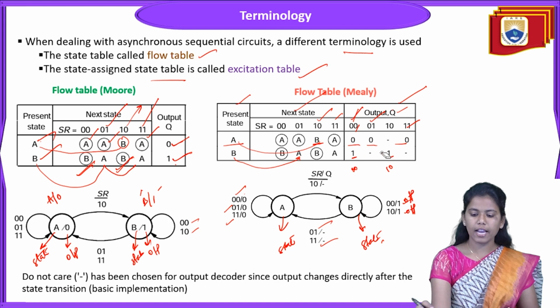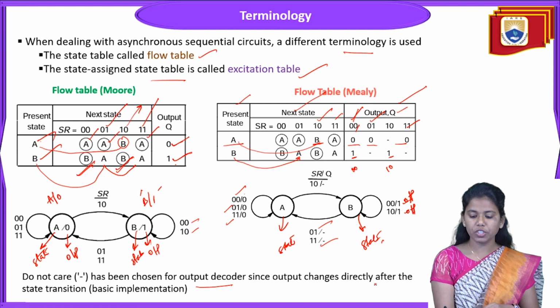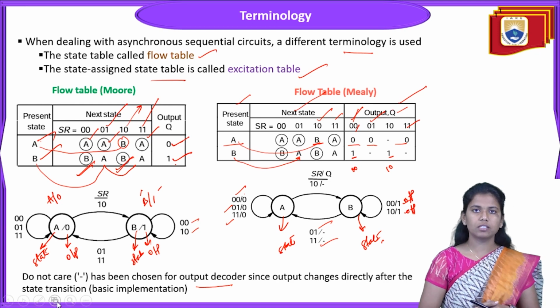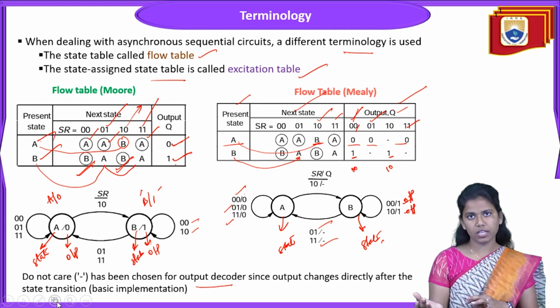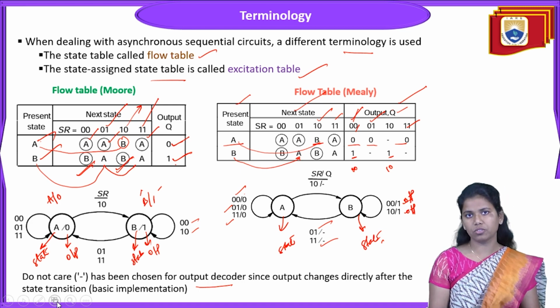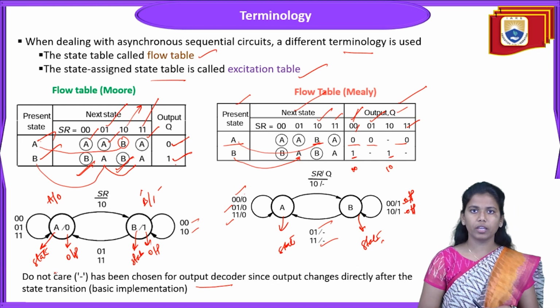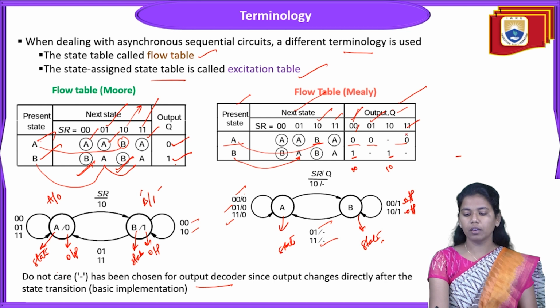So what does the dash mean? Dashes are nothing but the don't care conditions. The don't care conditions have been chosen for the output decoder, since the output changes directly after the state transition. So the output changes soon after the state transition. When the output is changing soon after the state transition, we represent the don't care with a small dash. So this is how the representations will be made in this particular Moore and Mealy machines.